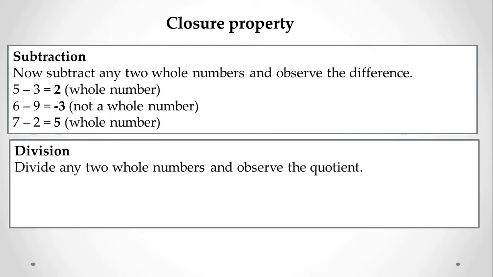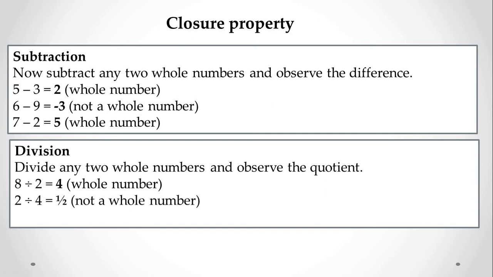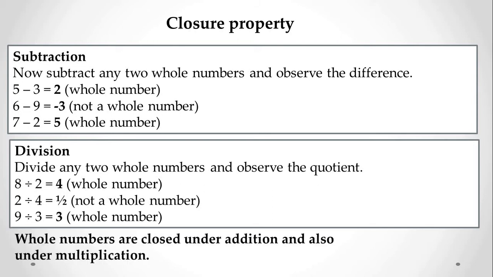If you take the division operation, suppose 8 and 2, these are whole numbers. 8 divided by 2 is 4, 4 is a whole number. But if you do 2 divided by 4, the answer is half, 1 by 2. That is not a whole number, that is a rational number. If you do 9 divided by 3, 3 is a whole number. So division also, sometimes it is satisfied, sometimes not satisfied. So you can say subtraction and division are not satisfied under the closure property. Whole numbers are closed under addition and also under multiplication, but not closed under subtraction and division.